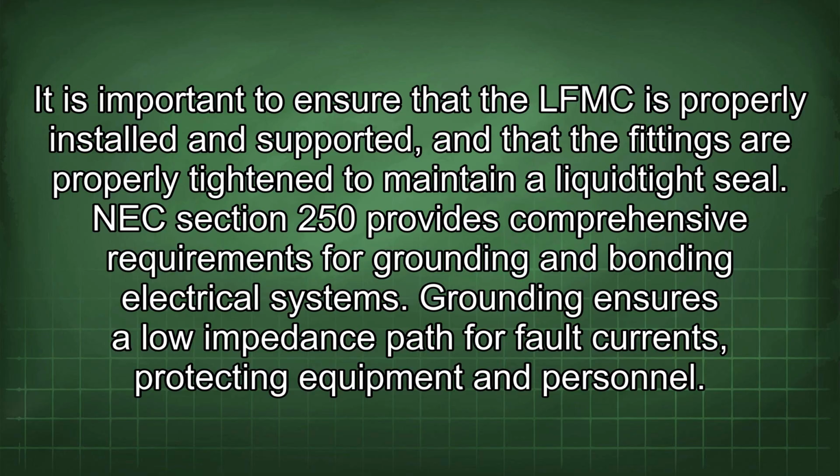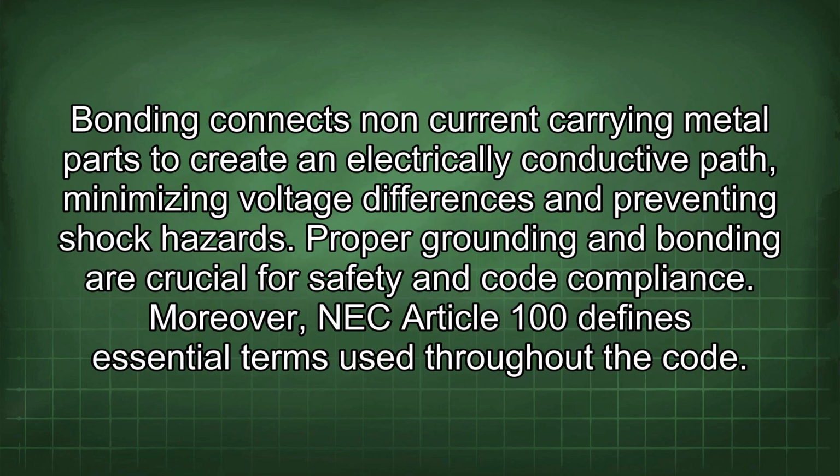NEC Section 250 provides comprehensive requirements for grounding and bonding electrical systems. Grounding ensures a low impedance path for fault currents, protecting equipment and personnel. Bonding connects non-current carrying metal parts to create an electrically conductive path, minimizing voltage differences and preventing shock hazards. Proper grounding and bonding are crucial for safety and code compliance.